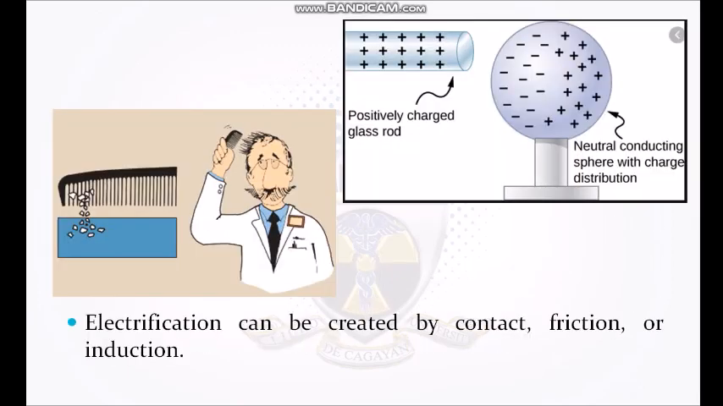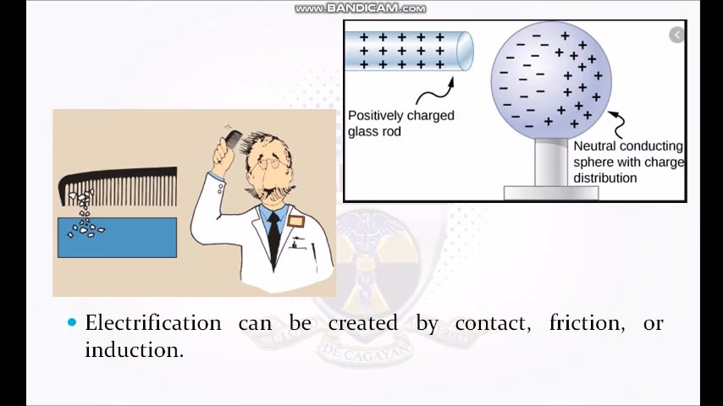In dealing with electricity, we also have electrification. How can we be electrified? How are objects electrified? Generally, there are 3 ways in which objects can be electrified. Electrification can be created by either contact, friction, or induction.